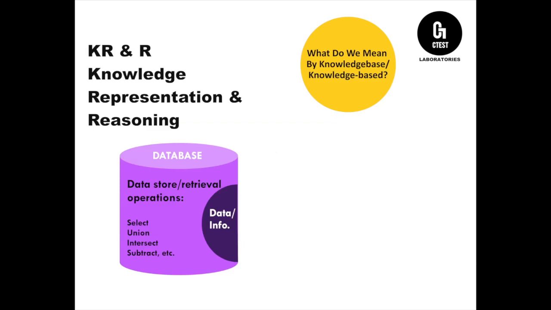I want to differentiate and just contrast a knowledge base to a database. When we say knowledge base, you can kind of picture what we're talking about. A database is typically going to just store a collection of data and information. That's what it does. The kind of operations you get on a database, and I'm just using SQL here, are selection, union, intersection, subtract. You do those operations on the data and information that's stored in a database.